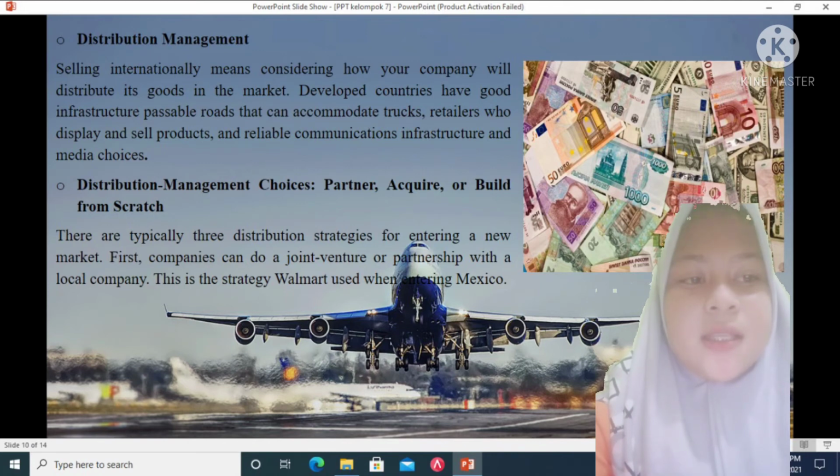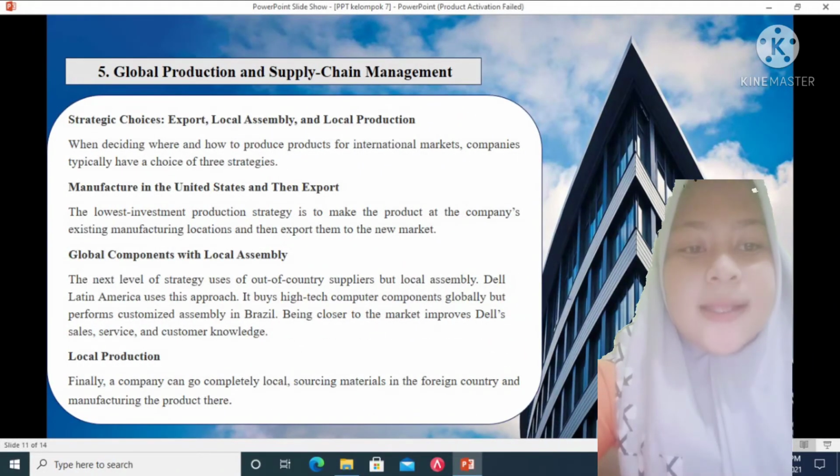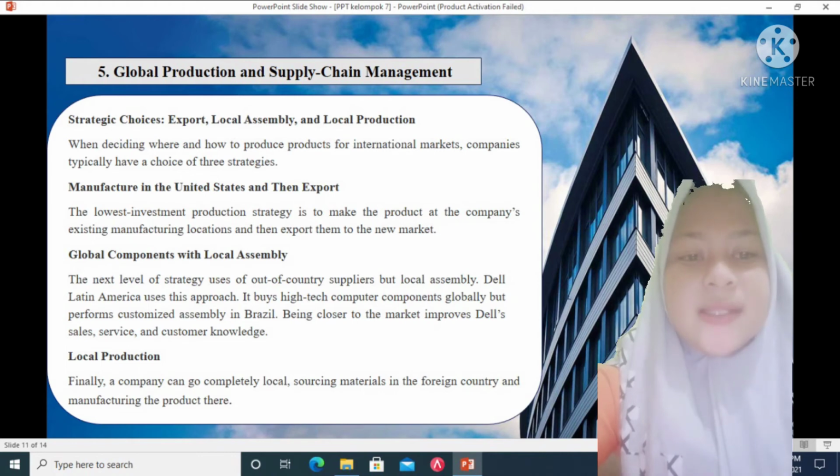There are typically three distribution strategies for entering a new market. First, companies can do a joint venture or partnership with a local company. This is the strategy Walmart used when entering Mexico. A second strategy is to acquire a local company to have immediate access to large-scale distribution. The Home Depot pursued this strategy in China when it acquired a partner with whom it had been working for quite some time. Third, a company can build its own distribution from scratch. Retailer Carrefour chose this route in China years ago, because it saw China would offer a big opportunity and Carrefour wanted to develop its own local capabilities.